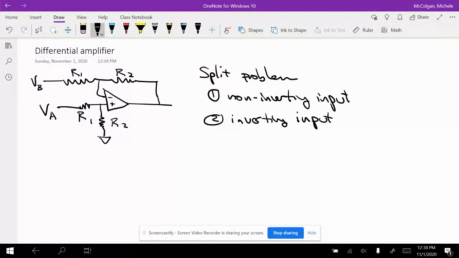So the first thing we're going to do is find what our V plus is. V plus is the voltage right here at this point, and we can see that this is just a voltage divider. So here to here is just a voltage divider, and we can use our voltage divider formula. So V plus is equal to VA times R2 over R1 plus R2.